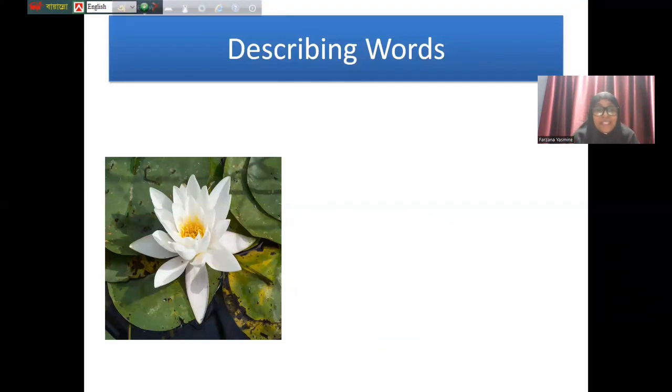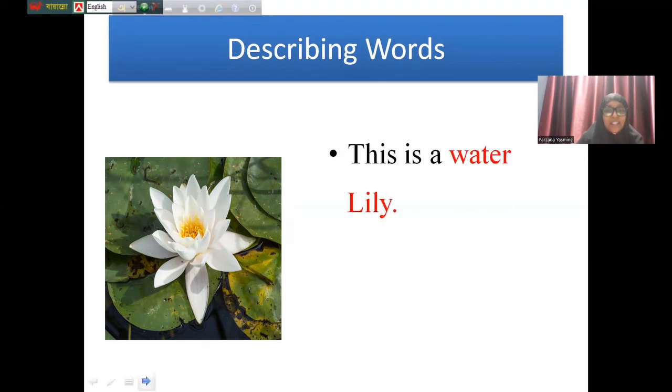Okay. Yes. Can you guess what is it? Let's see, right? This is a water lily, our national flower, right? What is it? This is a water lily. Then it is a flower. It's not an animal. It's not food. It's not transport. What is it? It is a flower.